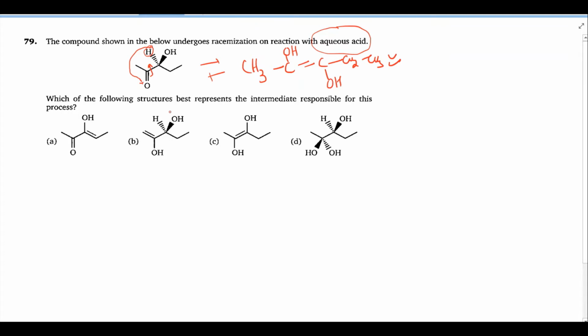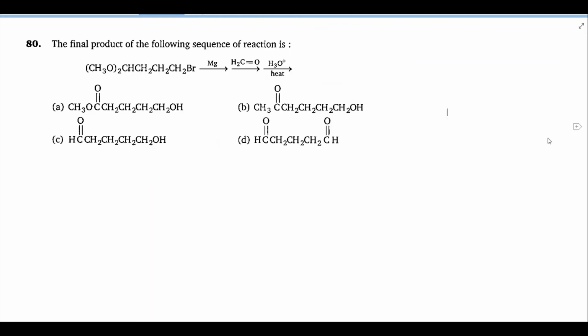Why is this undergoing tautomerism? Tell me. This is because of the addition of the aqueous acid. You have to consider tautomerism. So the correct answer will be option C. Now this is question number 79, and coming to question number 80, you have to write the question in detail.